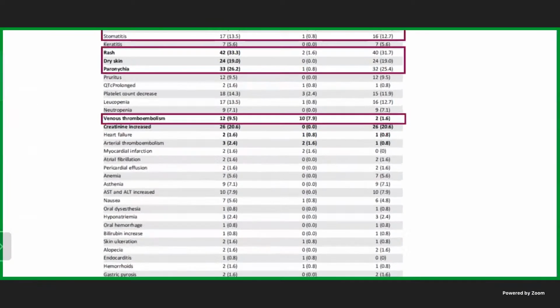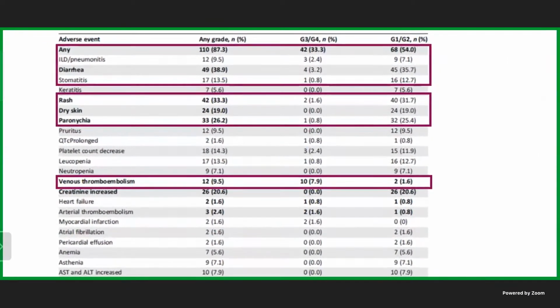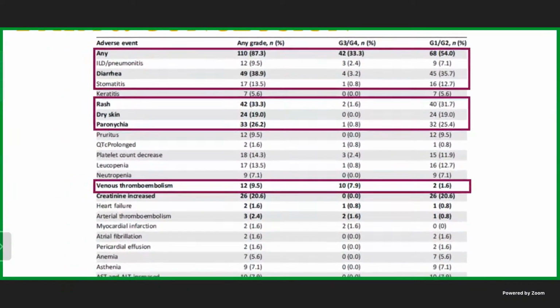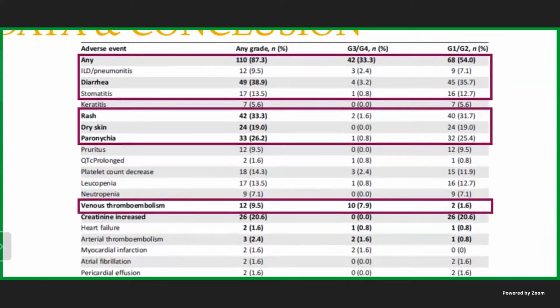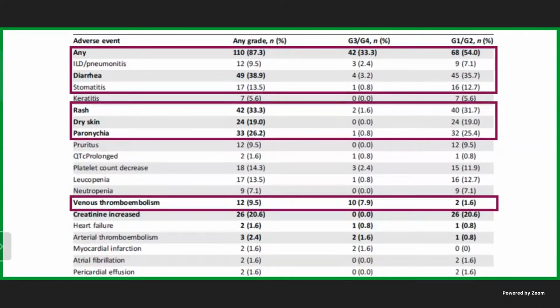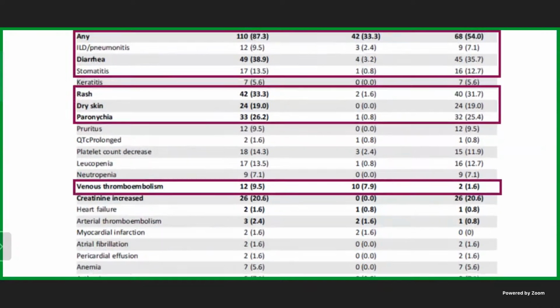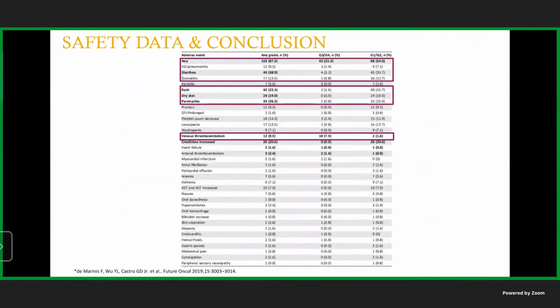Safety data is very, very important, and there is something to show. Venous thromboembolism was much higher than what we see in the FLAURA trial. It was 9.5% as compared to placebo. And similarly, rash, dry skin, paronychia, diarrhea, stomatitis, and ILD were more frequent. So 9.5% of patients had ILD. And grade 3/4 ILD was present in 2.4% of patients. And grade 3/4 venous thromboembolism was present in 7.9% of patients. So this is a remarkable thing which we should remember, which came out of this real world study.